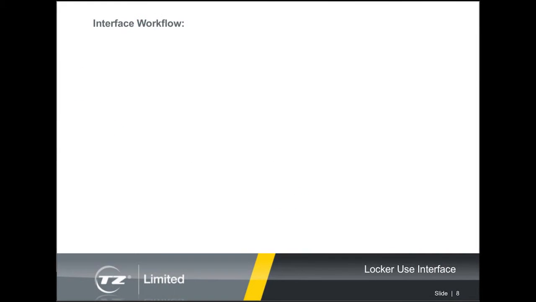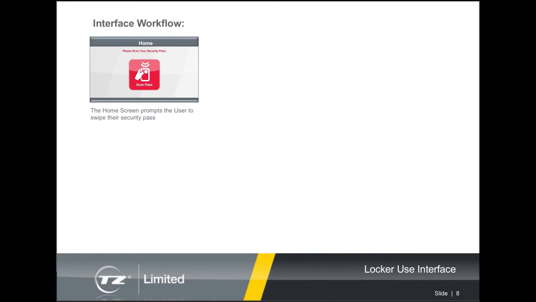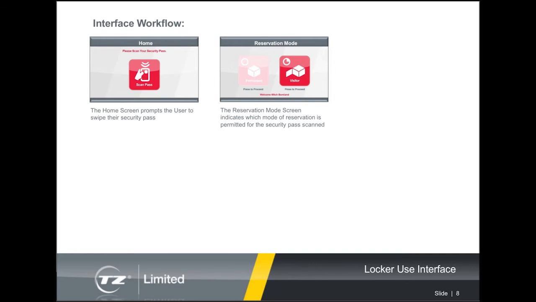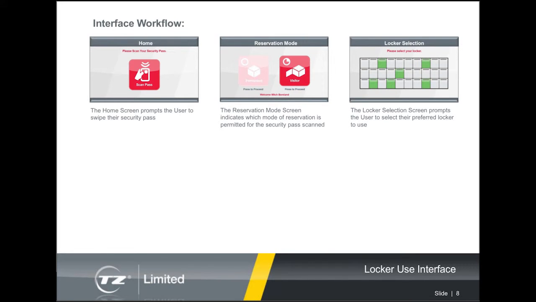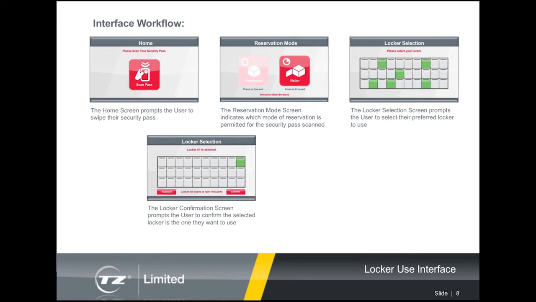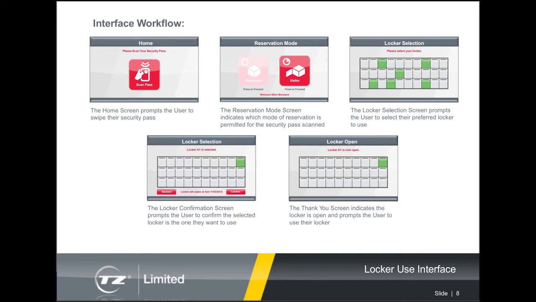The basic workflow for reserving a locker is as follows. Scan your security badge to authenticate. The system checks if your security badge number falls in the permanent employee or visitor range, and also checks if you have an existing reservation. The reservation mode screen is displayed with the reservation type button enabled or disabled. The next step involves selecting an available locker from the locker layout. You are prompted to confirm that this is the locker you want, and then the system opens the locker so that you can access it to deposit your personal belongings.